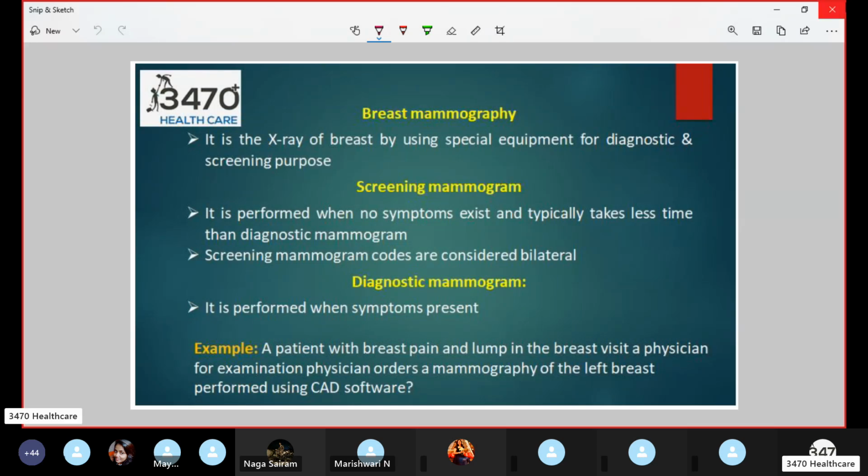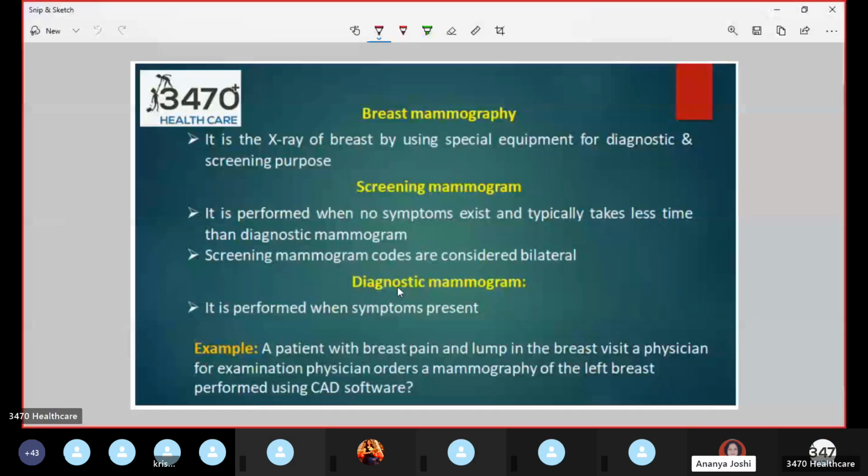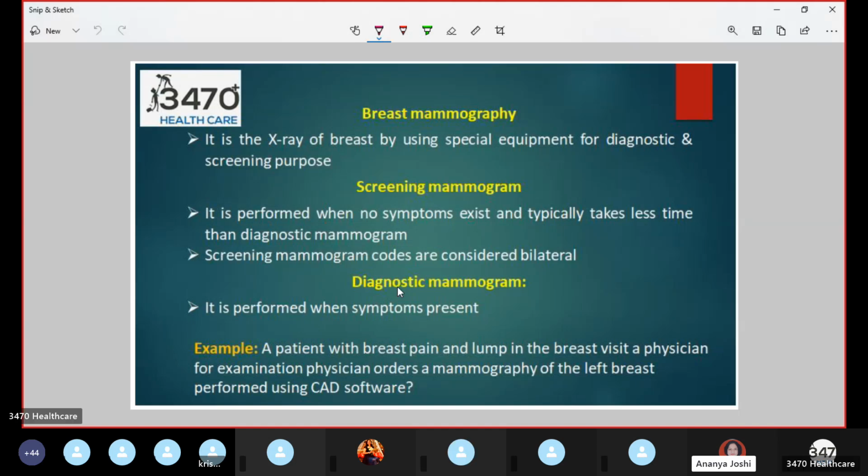Previously, we have seen that for a diagnostic procedure, no symptoms are present. But here in diagnostic mammogram, symptoms are present. For diagnostic colonoscopy, we have already seen, right? That time also, why are they coming for colonoscopy? Maybe they felt something in the colon. Symptoms are present, the diagnosis is not yet detected. Yes, now clear. Thank you, sir.